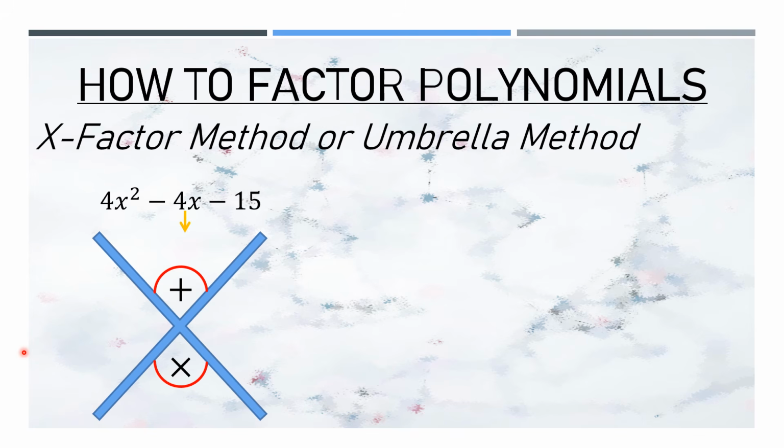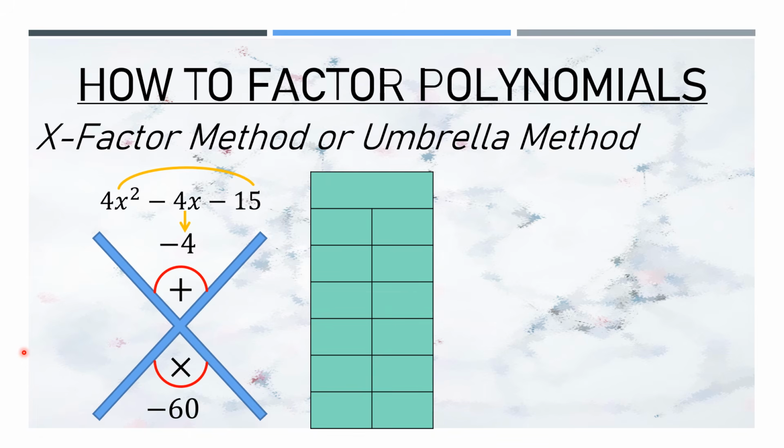So, ngayon, let us now bring down the numerical coefficient of negative 4x, which is negative 4. Again, iiwan natin yung mga variables o yung letter x. Next, let us multiply 4 to negative 15. Ito na yung tinatawag nating umbrella method. Okay, 4 times negative 15 is negative 60. Ngayon, hahanapin na natin ang factors ng 60 o ng negative 60.